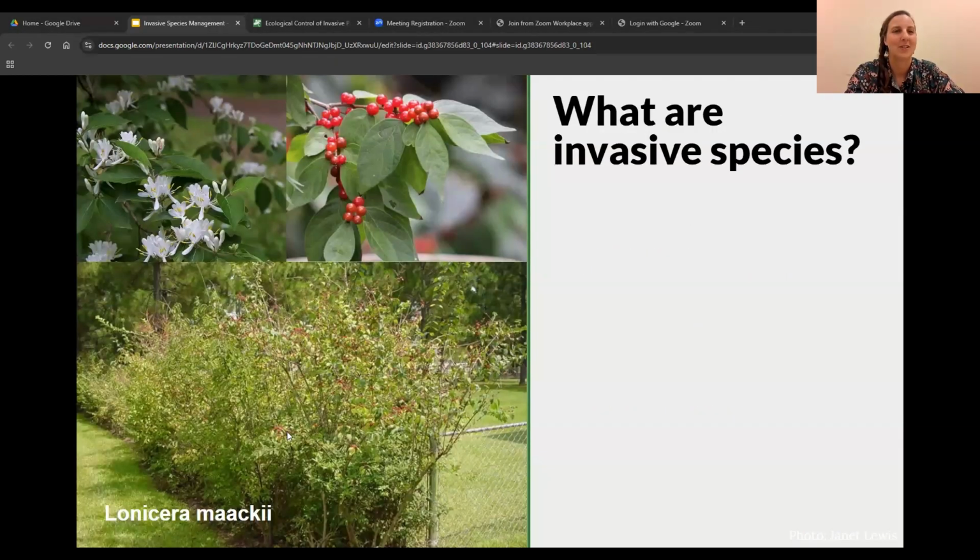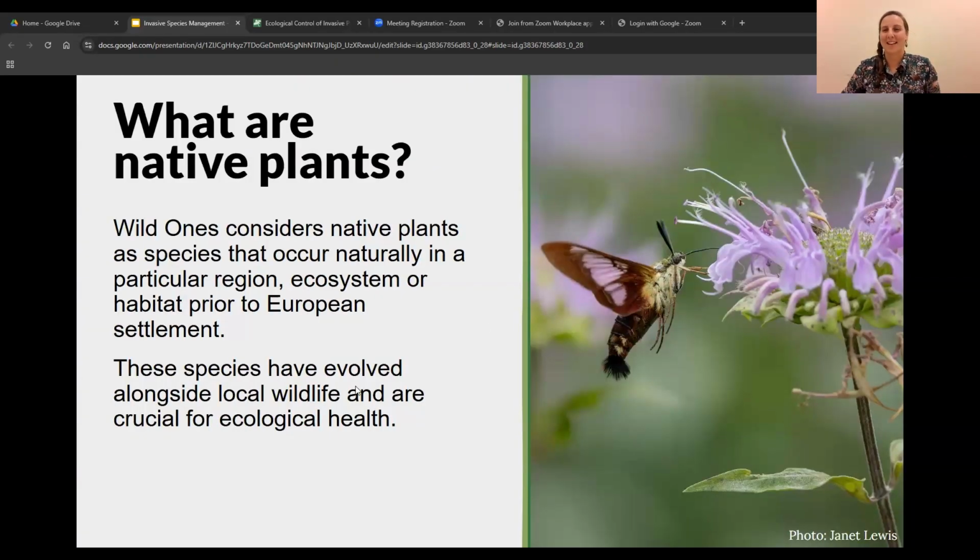What are invasive species? All right, so wait, I wanted to go back one. What are native species? Let's start with that. So I think most people here are aware of what a native species is, but just to make sure that we're starting from the basics. So Wild Ones calls native species any plants that occur naturally in a particular region, ecosystem, or habitat before European settlement. So these are the plants that evolved in this region before 1492 when Columbus came over.